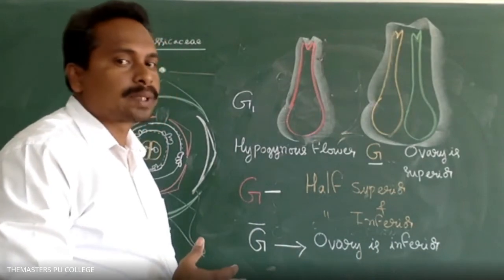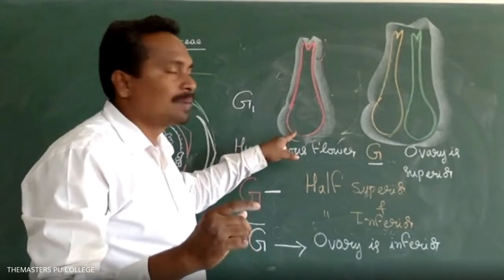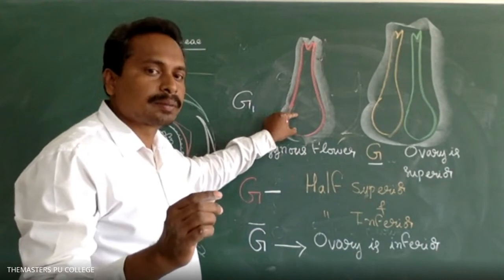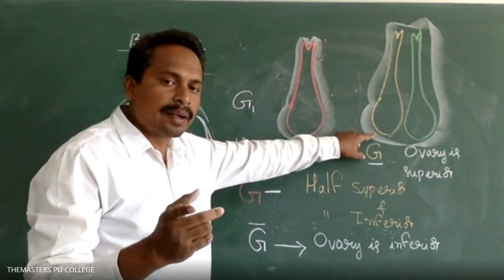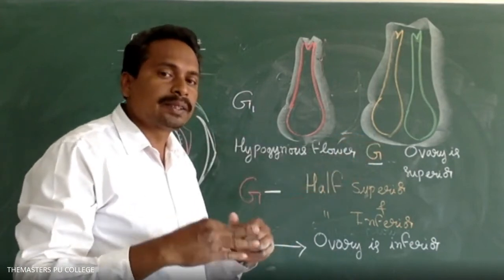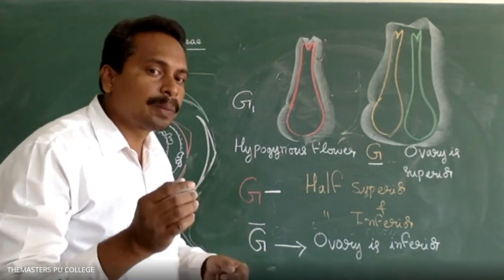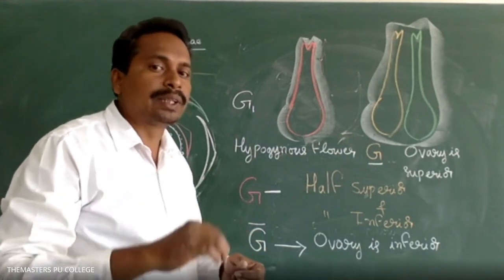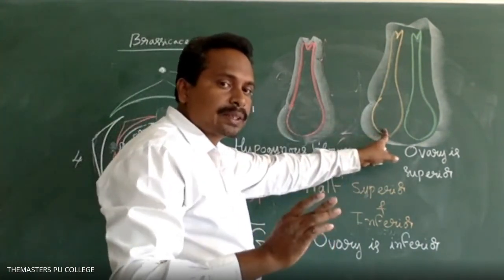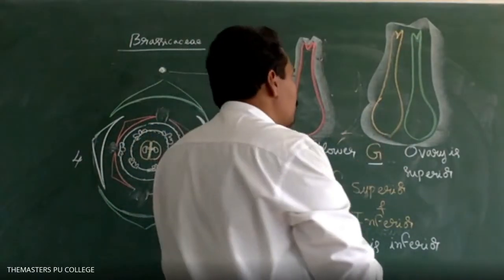Apocarpous and syncarpous. Based on the number of carpels, gynaecium is of two types. One carpel is monocarpellary gynaecium. More than one carpel is multicarpellary gynaecium. Multicarpellary gynaecium is further differentiated into two types based on whether the carpels are free or fused with each other. If the carpels are free, not fused with each other, the gynaecium is apocarpous.